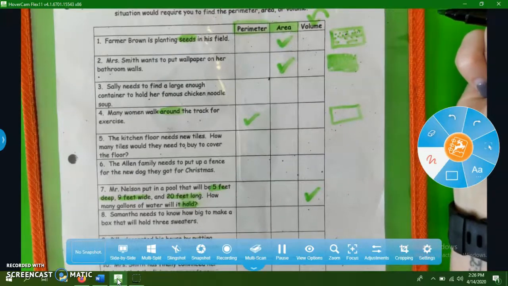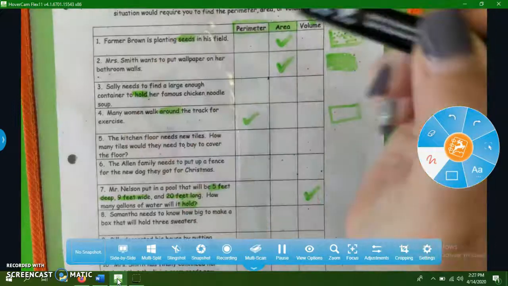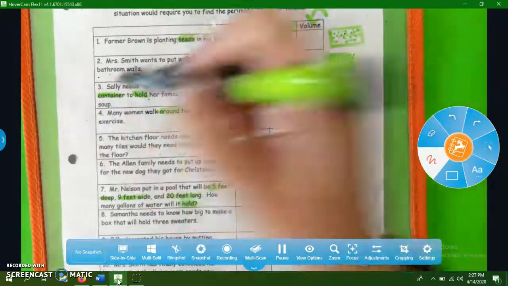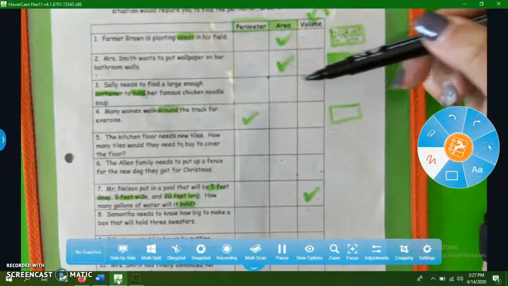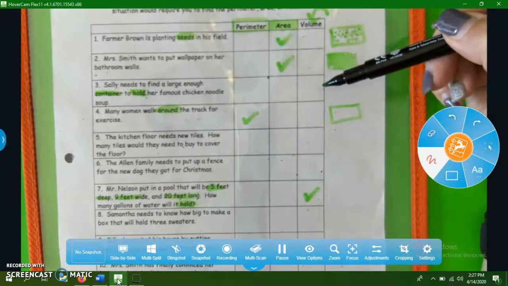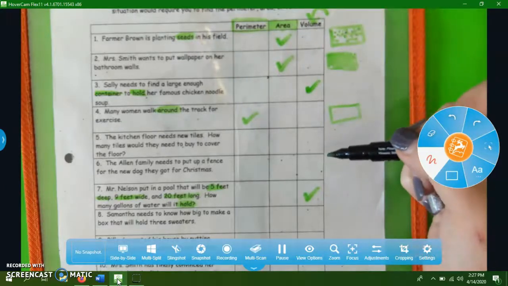Number 3, Sally needs to find a large enough container to hold her famous chicken noodle soup. And 2 things here. I'm thinking about a container to put something in. So I'm thinking, which one of these will it be? Good, volume. It's correct.